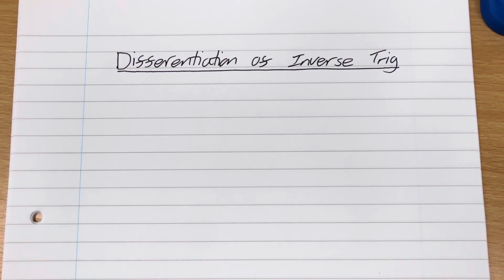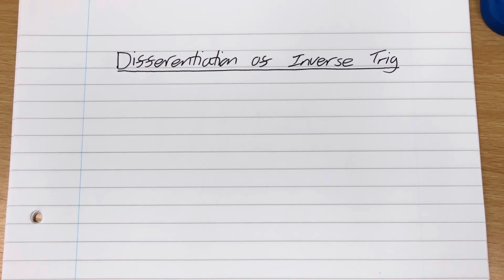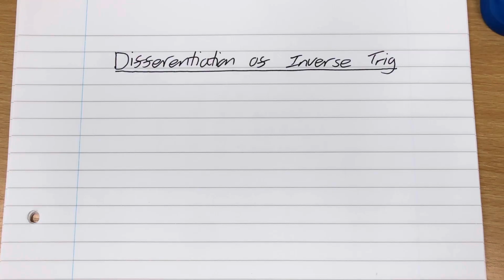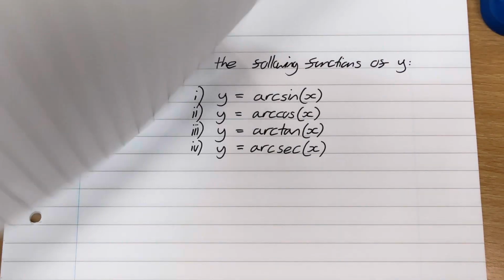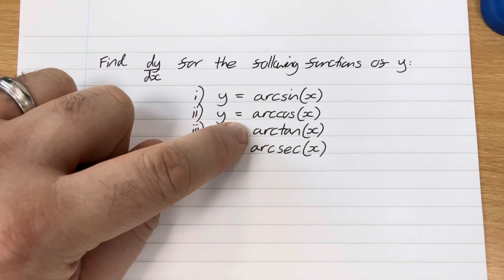Okay, continuing our further mathematics series in calculus, we're now going to move on to differentiation of the inverse trigonometric functions. So there are three trig functions that you need to be able to find the differential of the inverse for. They are the arcsine function, the arccos function, and the arctan function.